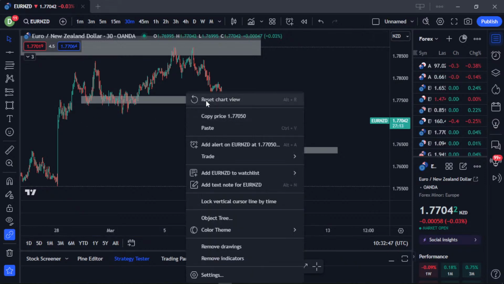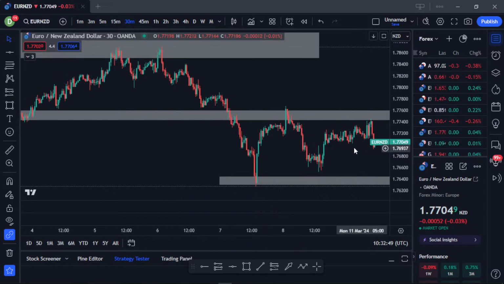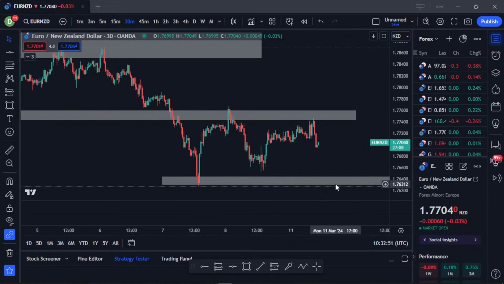But my most trusted position here that I'll be looking for is the market coming back to retest here, and then I'll sell from here to here. Until the market comes back to retest this point, I'm not going to place any order on the EURNZD.